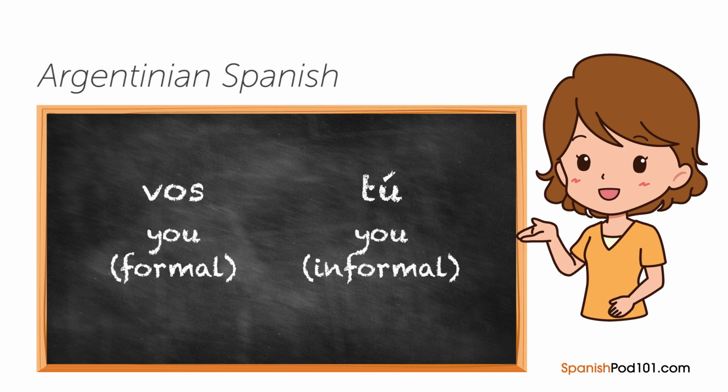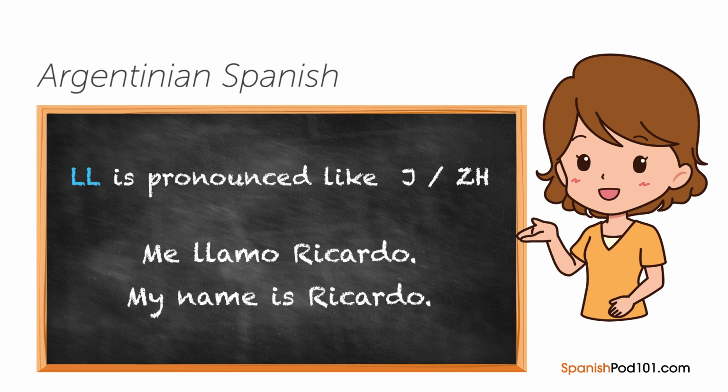Argentinian Spanish also uses vos, the informal you address, instead of tú, the more common informal address in Latin America. The double L is pronounced like J or ZH, like in "me llamo Ricardo."